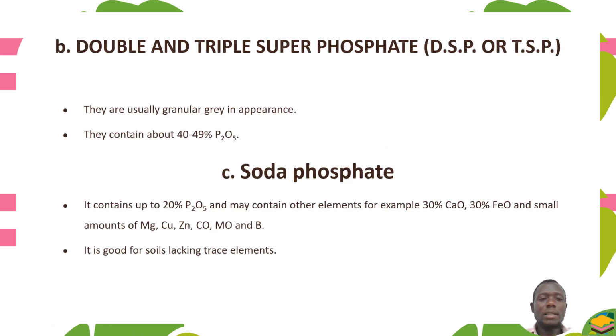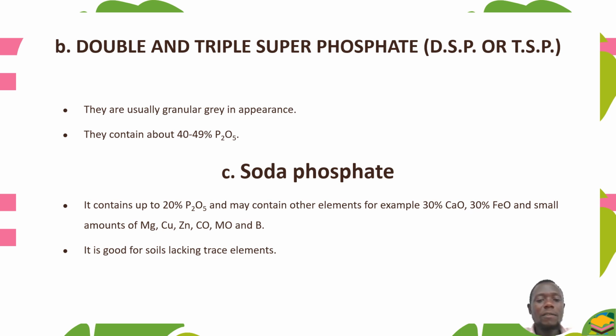So let's look at double and triple superphosphate. This is example number 2. Double and triple superphosphate is usually granular, gray in appearance. It contains about 40 to 49% of phosphate oxide.